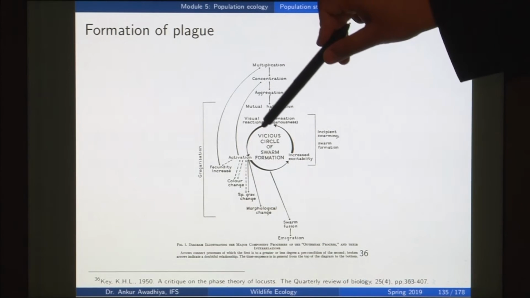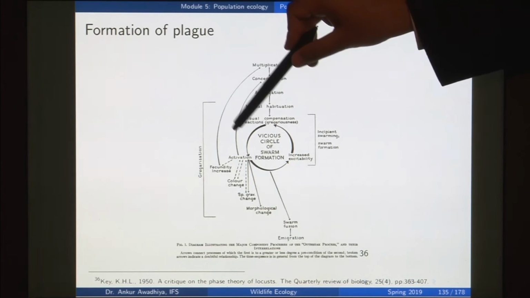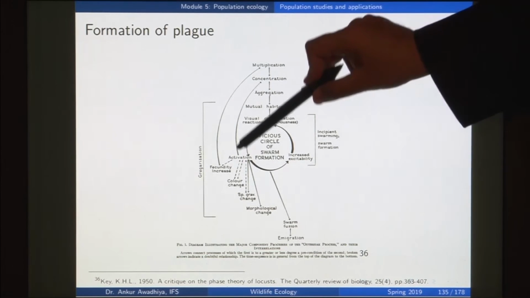So, the adults that form in these areas are also getting mutually habituated, they are also getting visual compensations, they are also touching each other, which then changes the behavior. Once that happens, you enter into this vicious cycle of swarm formation.